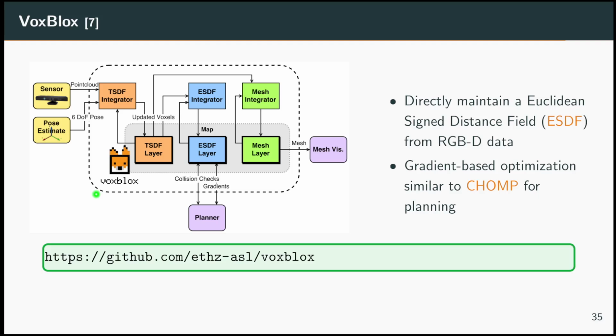The second one that I wanted to point out is VoxBlocks. VoxBlocks is directly for signed distance fields. It allows you to take RGBD data as input, and it has this data structure that then allows you to directly query the signed distance, which is very useful for any optimization-based planning, including CHOMP, that you discussed last time, and also in principle SCP.